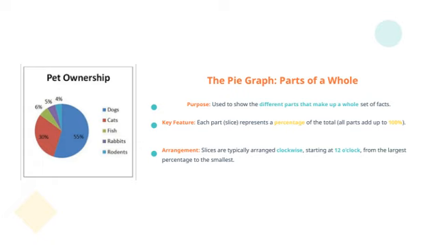The main purpose of a pie graph is to visually show the different parts that make up a whole set of facts. It helps us easily see how each segment compares to the others. So, when you see a pie chart, think of it as a visual breakdown of a complete story, where each slice plays an important role in illustrating the overall picture.